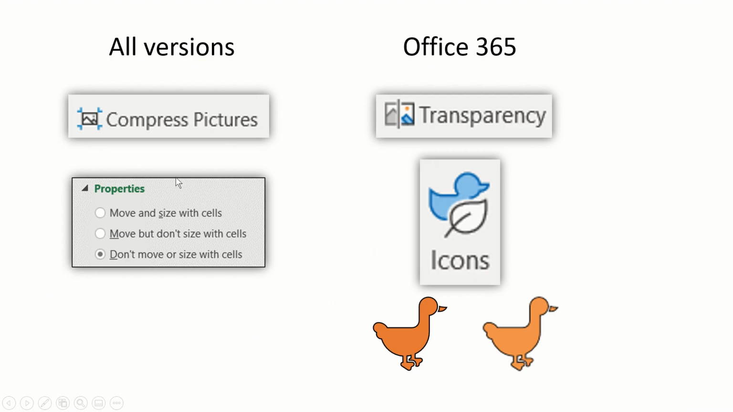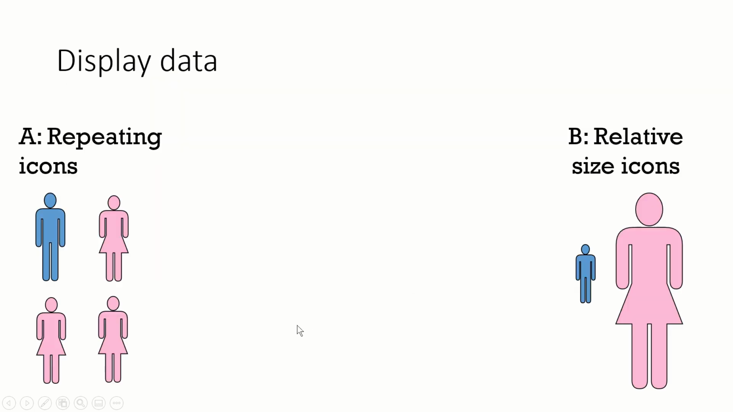All versions: compress pictures and properties. Office 365 only: transparency and icons. Again, notice how this is blurry and this is not. In terms of displaying data, I find icons very useful as well. So in both of these cases, we can say that most of our customers are women by either using repeating icons or relative size icons.